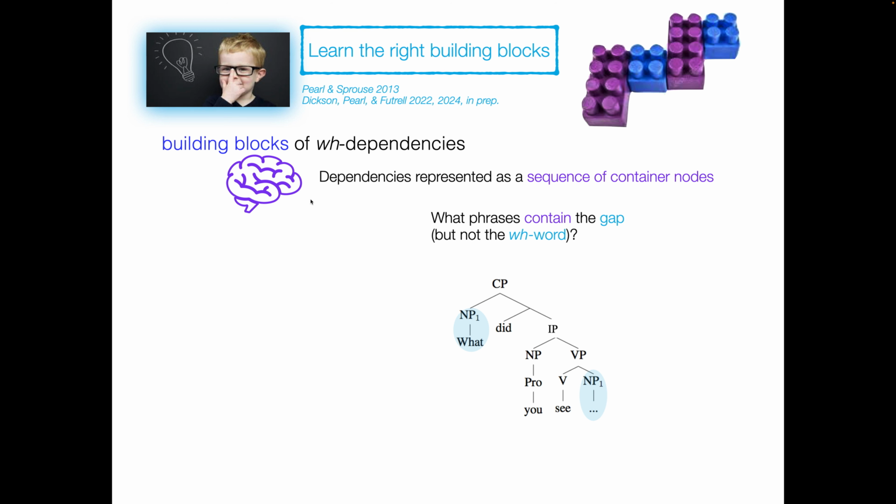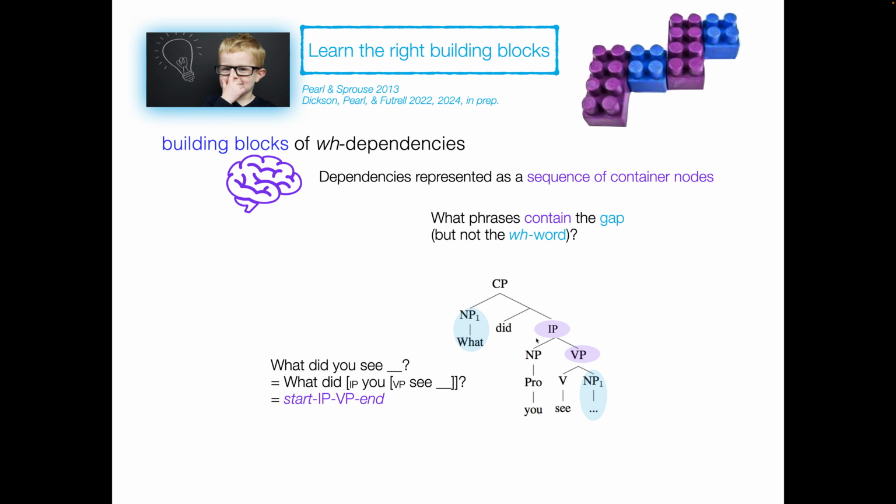So in this case, what are the building blocks that we're considering? Dependencies here are going to be represented as a syntactic path, a sequence of structural nodes that contain the gap, but not the WH word. So in "what did you see?" you have the gap here. It's contained by, in this case, what's labeled a verb phrase and then an inflectional phrase, and then you connect up with your WH word.